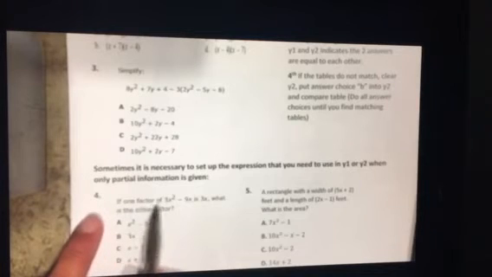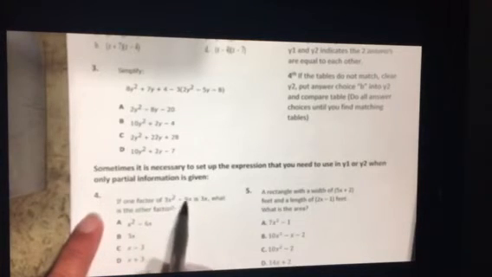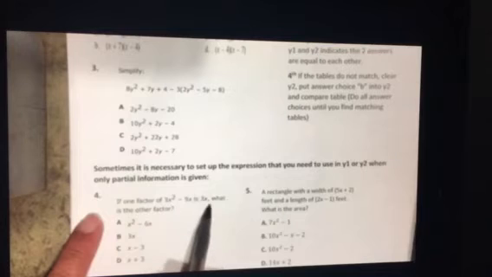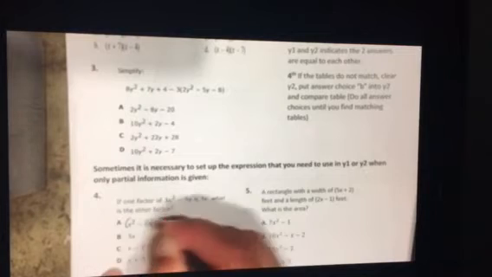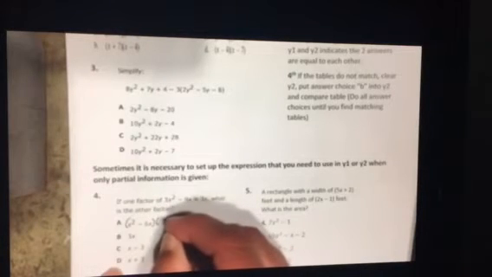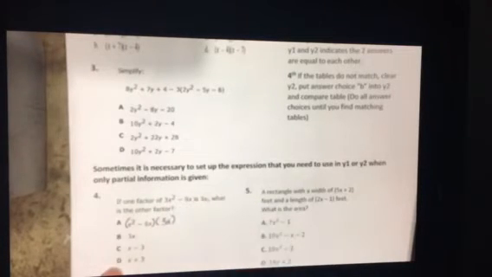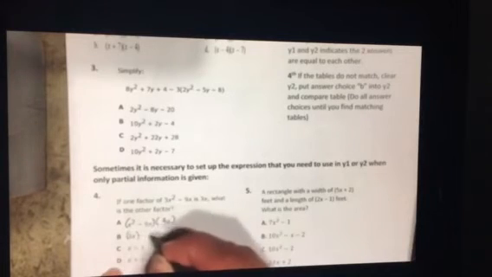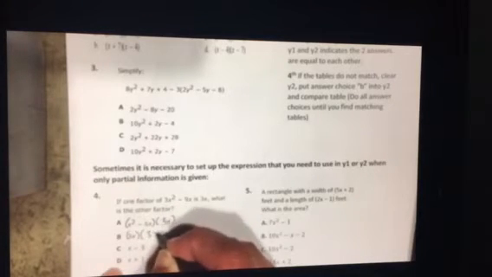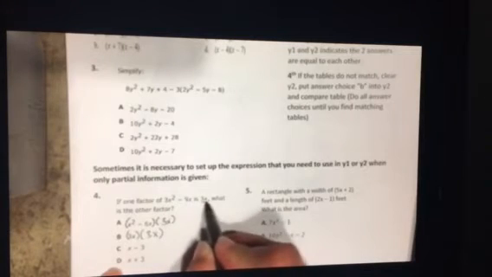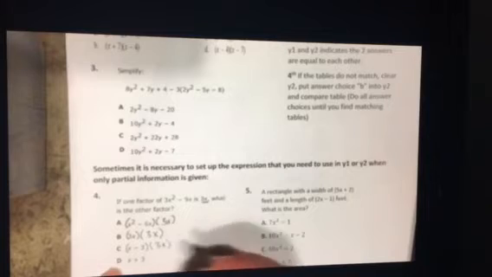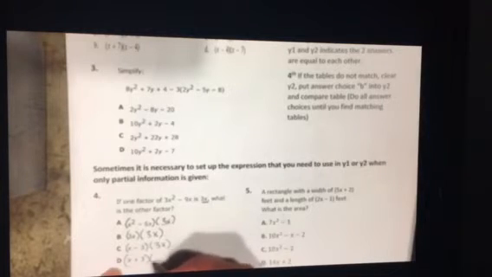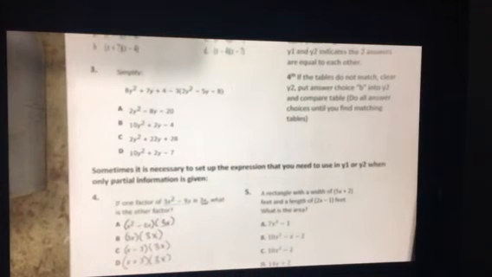If one factor of 3x squared minus 9x is 3x, what is the other factor? So it's telling me this is one factor, and 3x is the other. With my answer choices, I'm going to build what I can put into y2 by putting this factor that they gave me in with the other answer choices. I want to know when this one is multiplied with my answer choices, when do I get this? When is it equal to that?